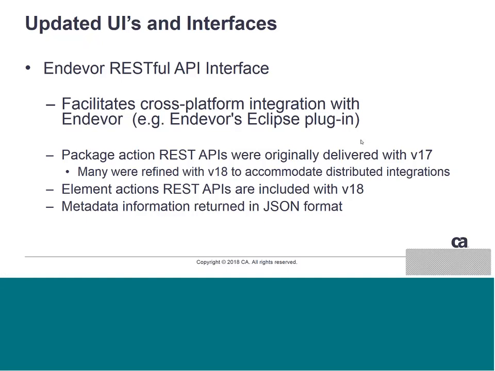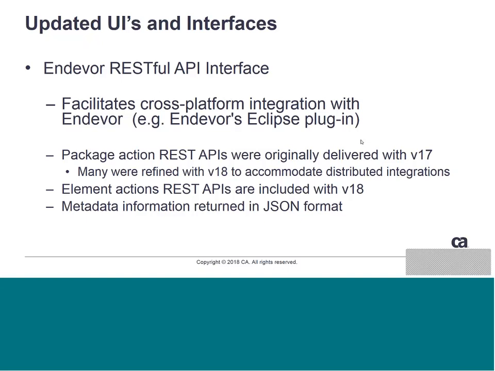And as Vaughn had mentioned at the beginning, one of our focuses is to make Endevor accessible to distributed applications. The REST API was originally implemented with V17 with our package actions. Since then, with V18, we've created REST APIs for each of the element actions. Everything that you can do through SCL is pretty much supported through the REST API, with the exception of archive file related actions. Those are not available through the REST API.